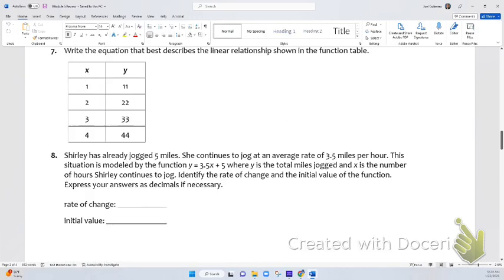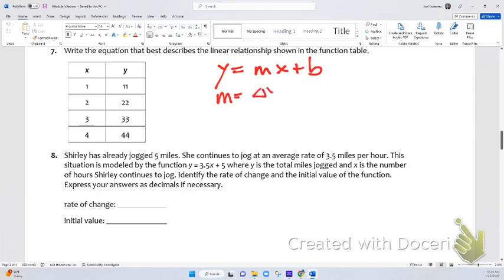Number 7, write the equation that best describes the linear relationship shown in the function table. So we are going to need to write it in y equals mx plus b form. We need to find the m, we need to find the b. So how do you find the m?